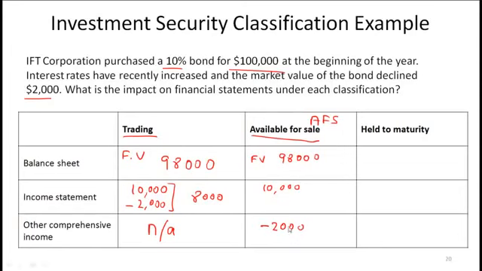Had this bond been classified as held to maturity, on the balance sheet we show the historical cost, which is 100,000. On the income statement we show our interest income, which is 10,000, and since we plan to hold this till maturity, we show nothing. We do not even mention the unrealized loss.